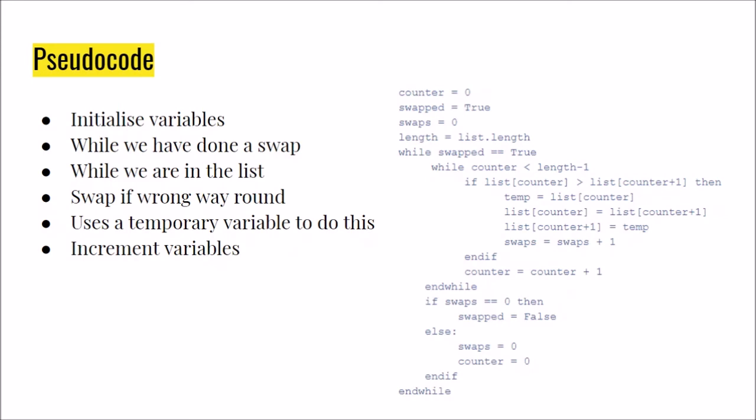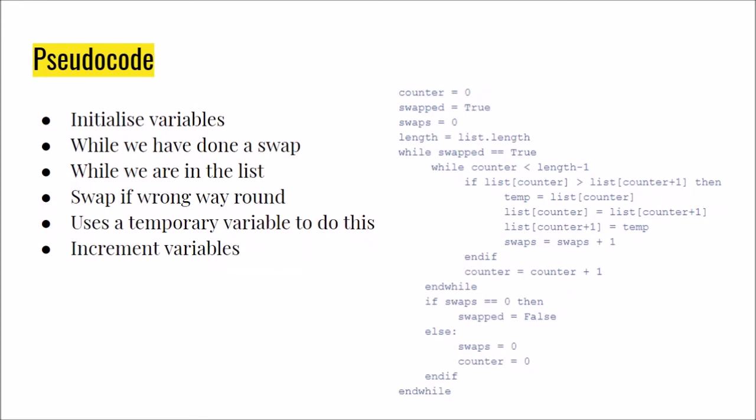And to do this in code, we're going to use a temporary variable. And what this really means is that because we don't want to lose the data we're swapping, we're storing it in a temporary variable and then just reallocating it later. And then swaps equals swaps plus 1 and counter equals counter plus 1 are just increments. So we're going to the next element in the list, and we're keeping a record of that swap we just made.